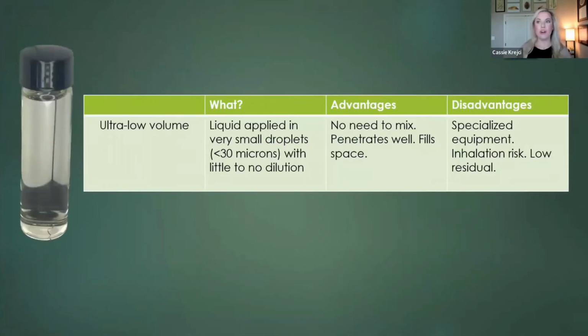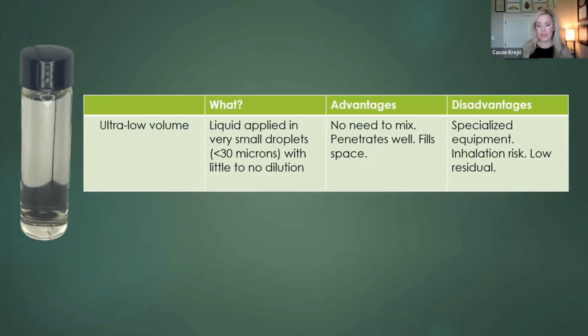ULV stands for ultra low volume. These are liquids applied in very small droplets, less than 30 microns. We're not talking fumigant size droplets here, but definitely less than 30 microns to get a true ultra low volume application. Generally, these are applied neat, as I say, with little to no dilution with water or oil. There's no need to mix them. Because of that small droplet size, they penetrate and fill space really well, even better than aerosols, and more economically than aerosols. But they do require special equipment.